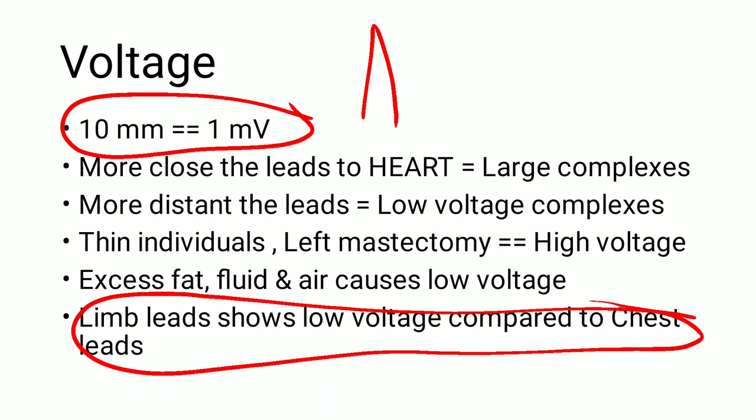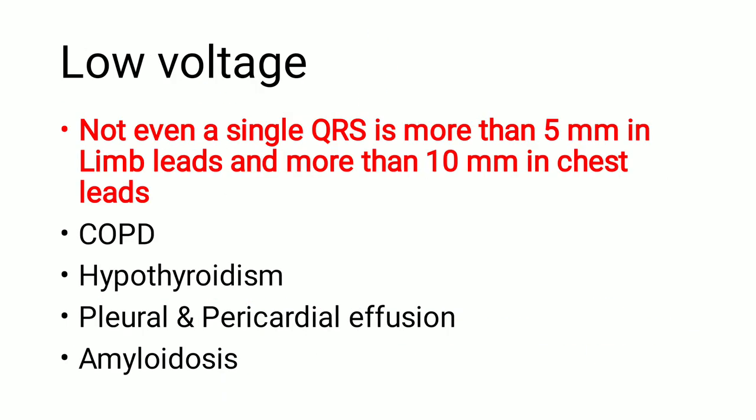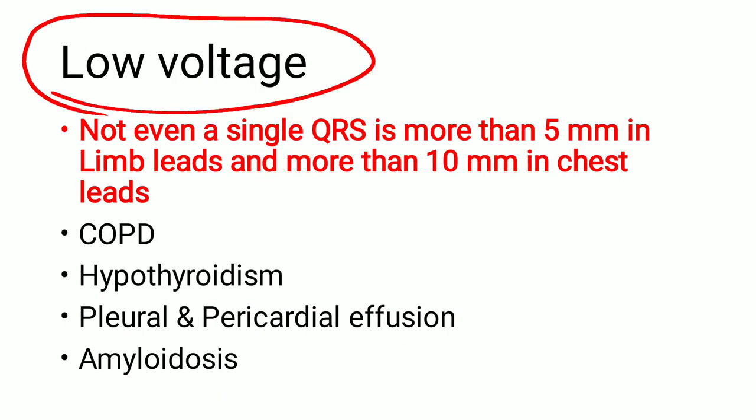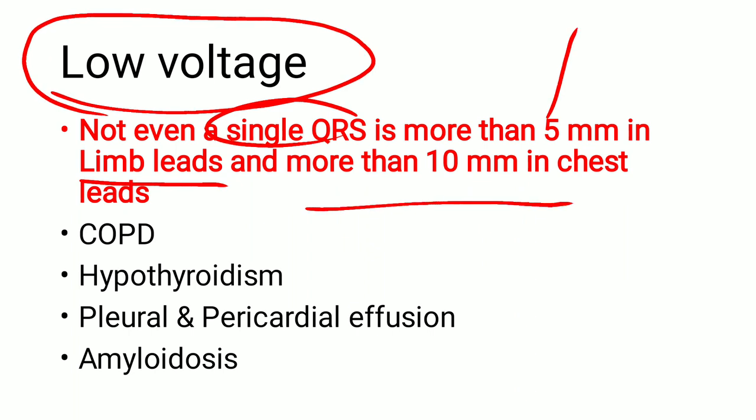So there are some conditions where I will get high voltage, and there are some conditions where I will get low voltage complexes. Low voltage complex. When to call an ECG as having low voltage complex? If not even a single QRS in the limb leads measures more than 5 mm and not even one single QRS complex measures more than 10 mm in the chest leads, then it indicates that the patient is having low voltage complexes. And the commonest cause is COPD.